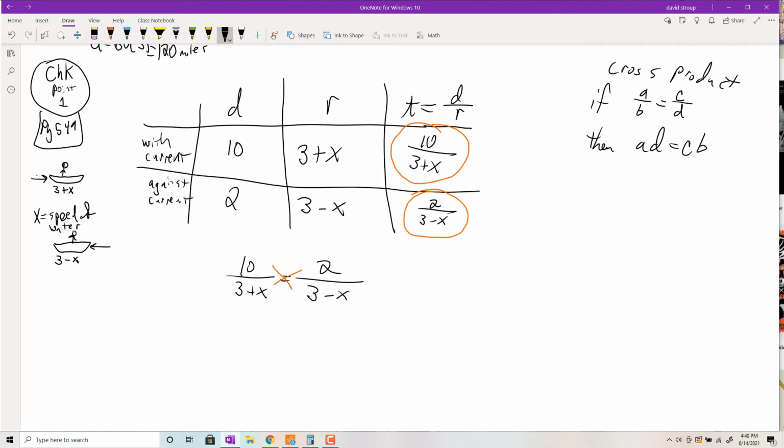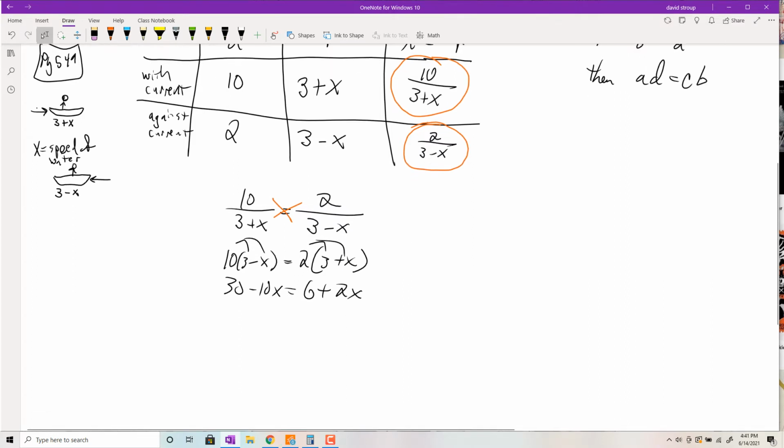So 10 times 3 minus x on one side, and on the other side we'll have 2 times 3 plus x. Distributing here, we get 30 minus 10x. Distributing here, we get 6 plus 2x. And then I want to solve for x, which is the speed of the water. Usually if you read the last sentence, that's what you're after. It says, what is the rate of the water's current? So it's this x value that we're after.